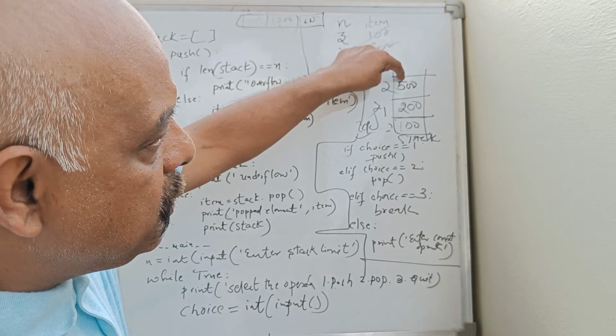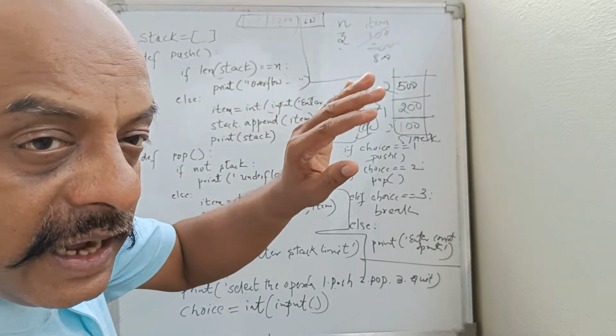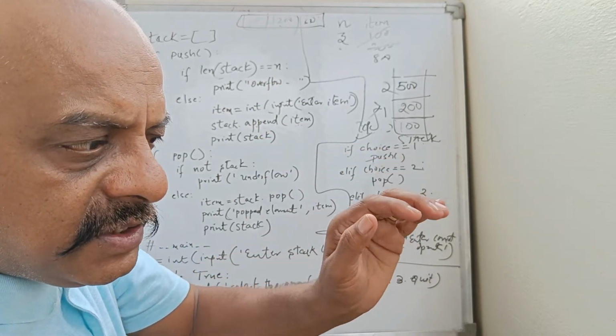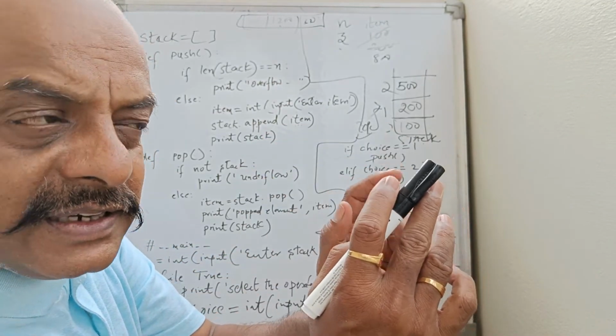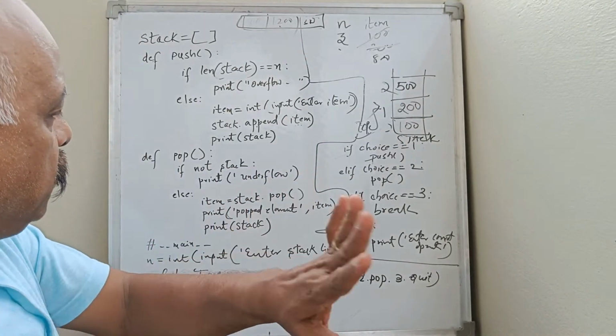So this one, once you pop, will be removed. After that, this will be removed. After all, this will be removed. So in a stack, push and pop operations can be done at the same end. That is called the top of the stack. Top is pointing to 2 down, is it not? Okay.